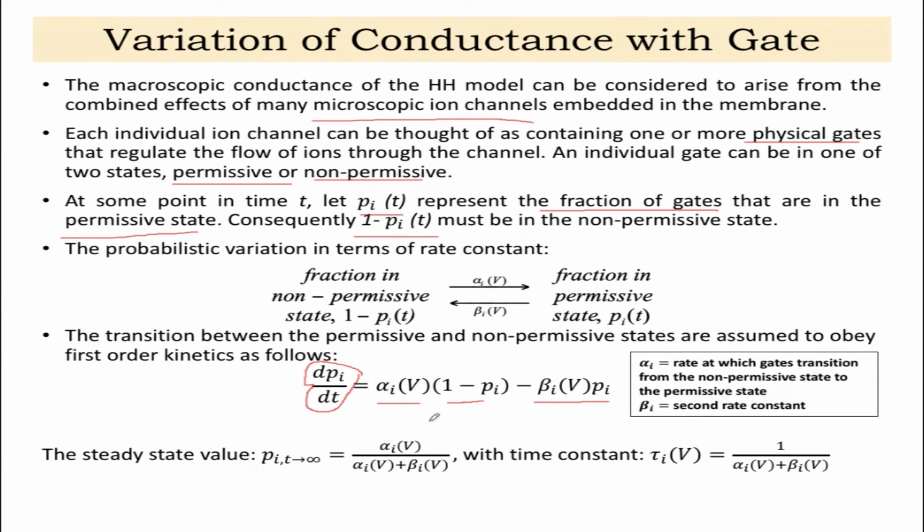A steady state value of this equation, as t tends to infinity, will come up if I put dPi/dt as 0. You would see that if you solve this, Pi would become alpha over alpha plus beta, and the corresponding time constant is 1 over alpha plus beta.